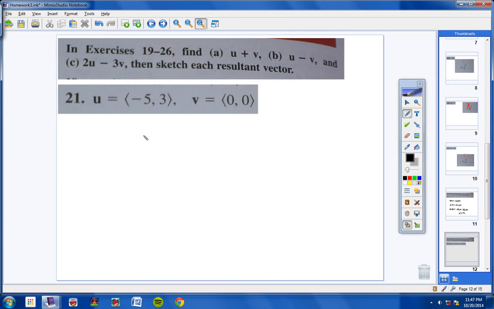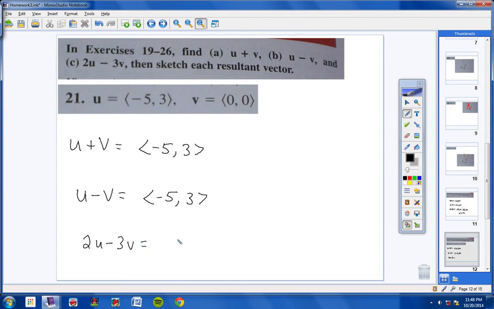All right, let's see what we have here. Okay, u plus v. All right, u plus v would be, well, negative 5 plus 0 is negative 5, and 3 plus 0 is 3. So negative 5, 3 for number 21. And then we have u minus v. So u minus v would be same thing. Negative 5 minus 0 would be negative 5, and 3 minus 0 would be 3. So negative 5, 3.